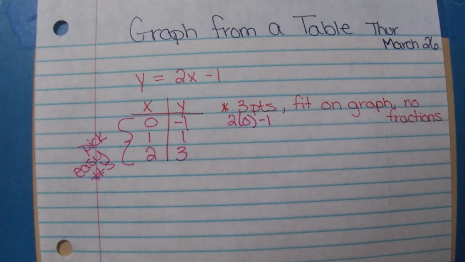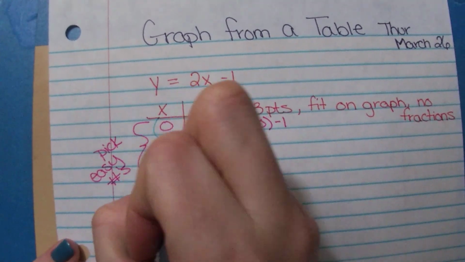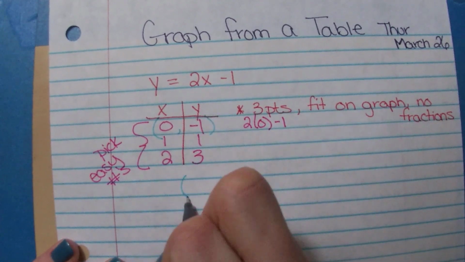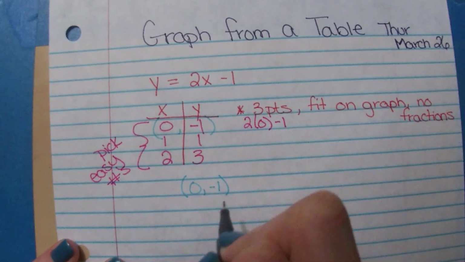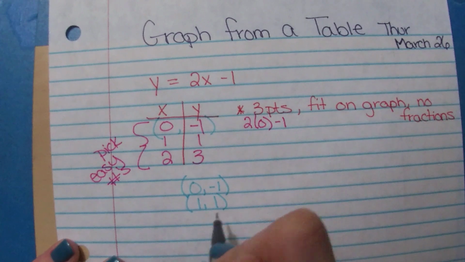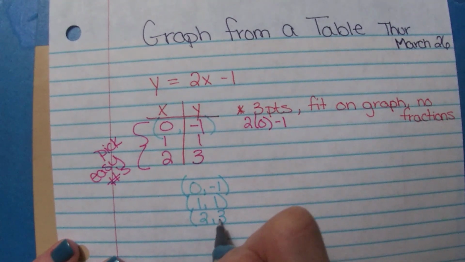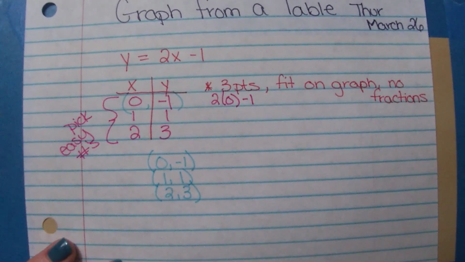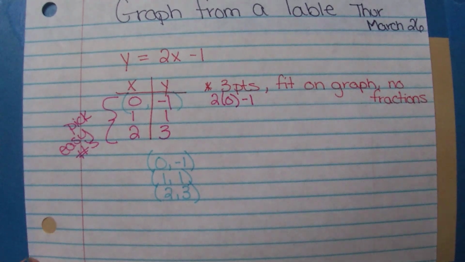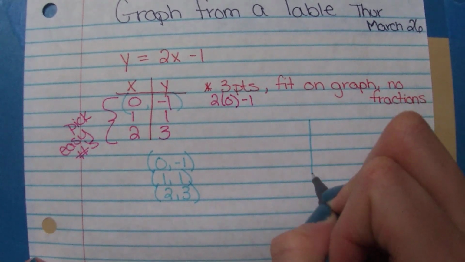Now, we also talked about this, I guess it was last week, that if we had a table, we should recognize within this table that this is an ordered pair, right? It's the ordered pair 0, negative 1, 1, 1, and 2, 3. Okay, so we are then going to plot these points.